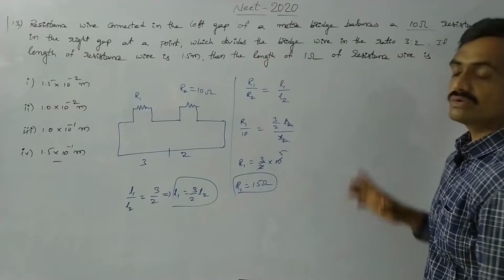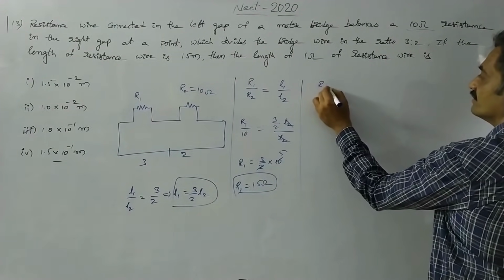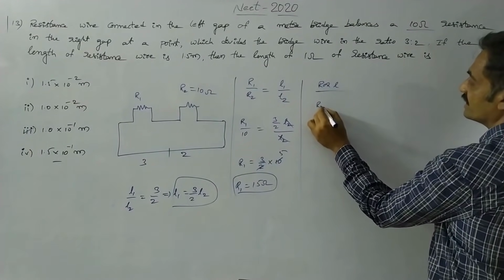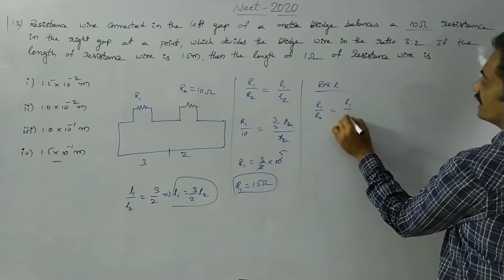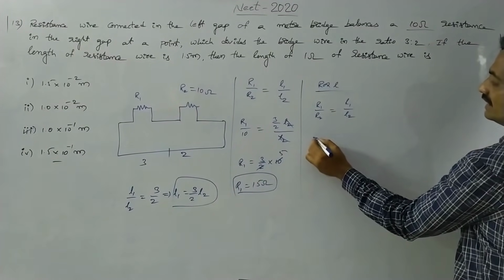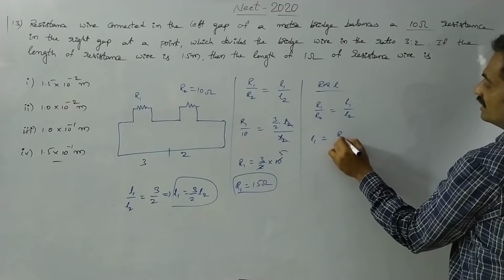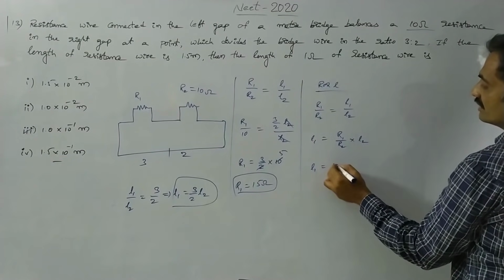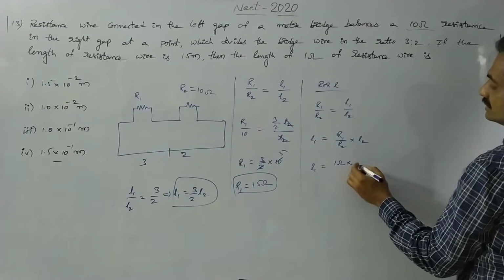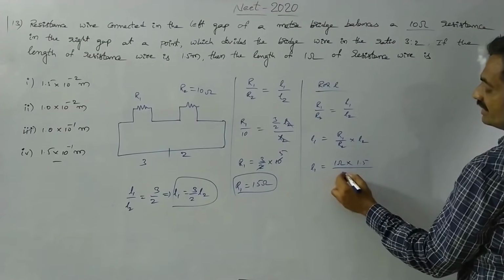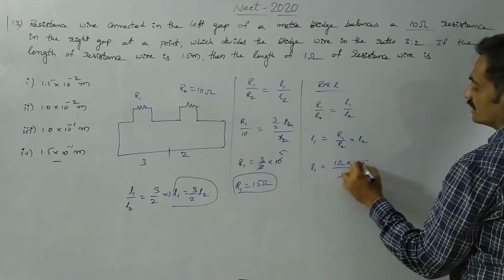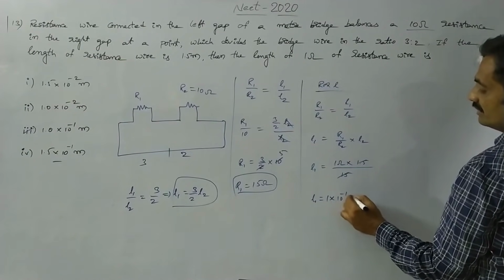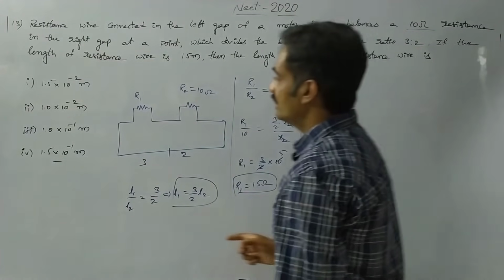We have to represent the length of 1 ohm of resistance. Based on that, we know that resistance is directly proportional to L. Based on that equation, we can represent R1/R2 = L1/L2. From this equation, L1 = R1/R2 × L2. So L1 = (R1 is 1 ohm × L2 is 1.5)/(R2 is 15). On cancelling, we have L1 = 1 × 10^-1 meter. So option 3 is right.